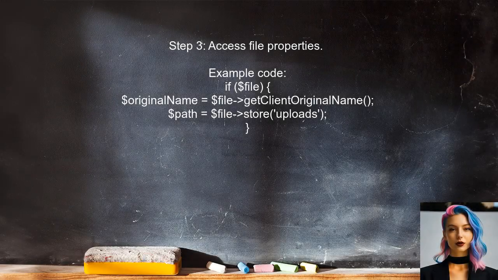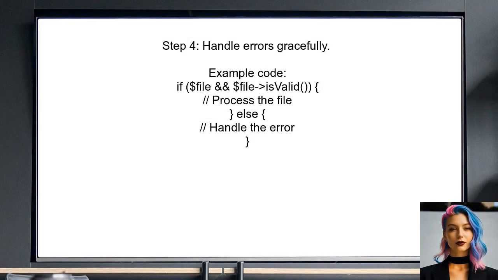If the file is uploaded, the user can then access its properties, such as the original name and the file path. This can be done using the appropriate methods provided by Laravel. Finally, the user should ensure that they handle any potential errors gracefully. This includes checking for file type and size before processing the upload.